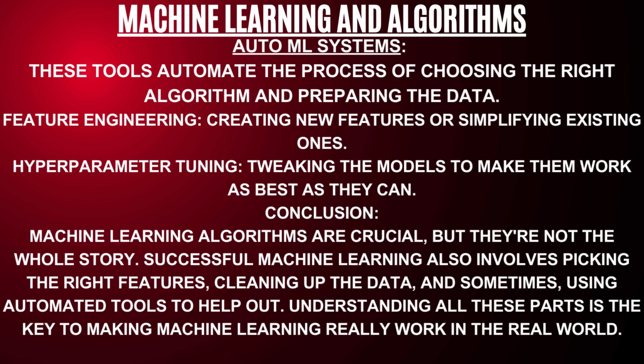So viewers, today we have learned so far, now we will see what is the conclusion. Machine learning algorithms are crucial, but they are not the whole story. Successful machine learning also involves picking the right features, cleaning up the data, and sometimes using automated tools to help out. Understanding all these parts is the key to making machine learning really work in the real world.